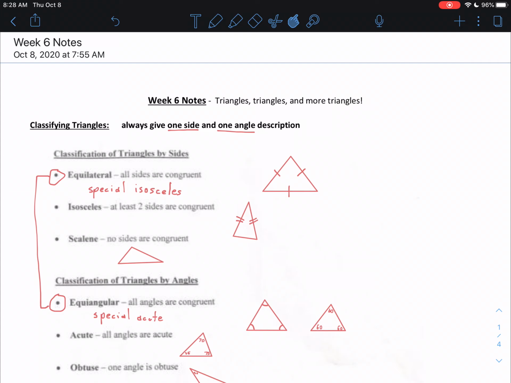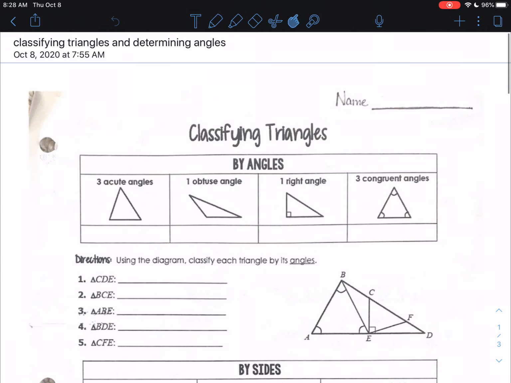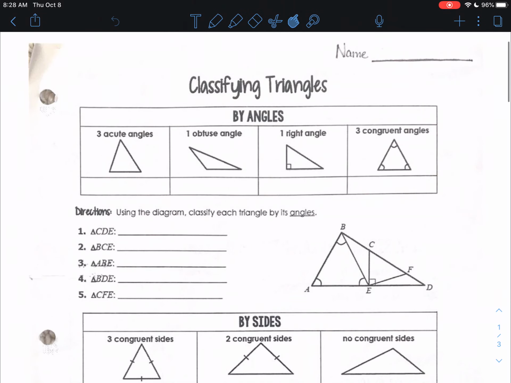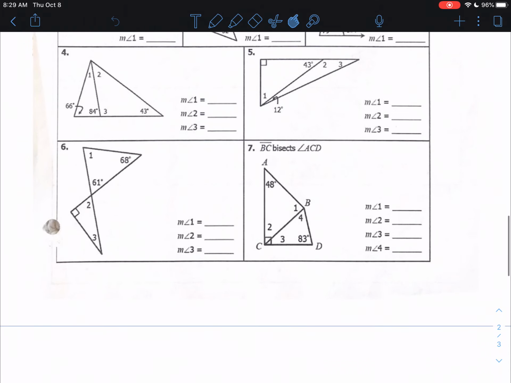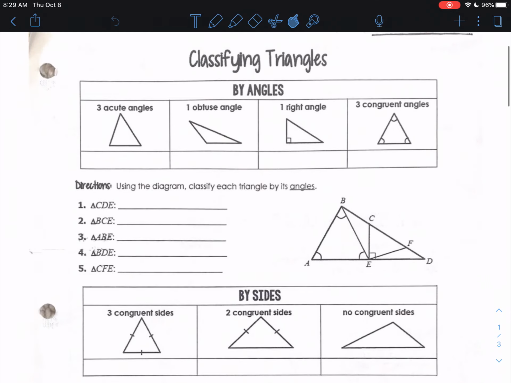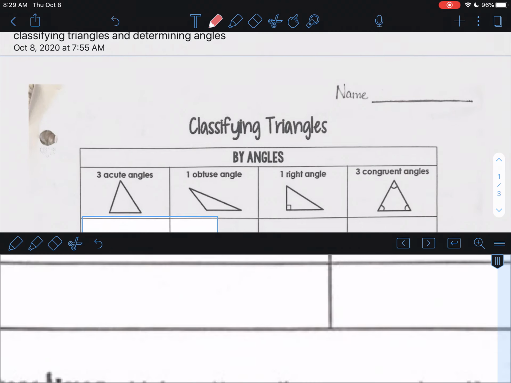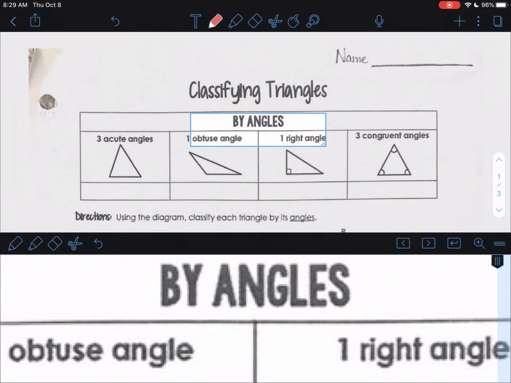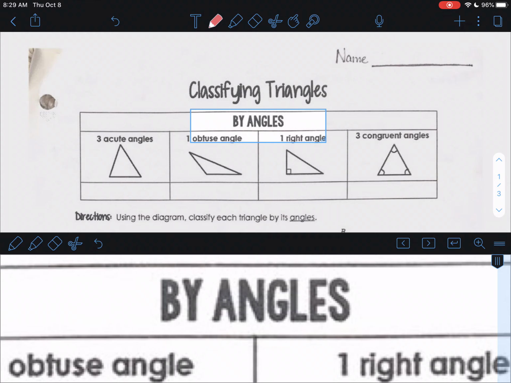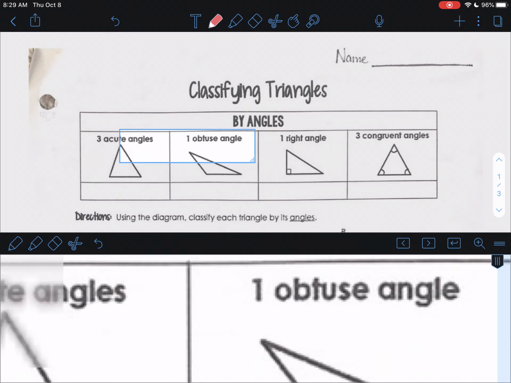Real quick, I also want to go over just the worksheet that I have you guys doing. I left it in Schoology. It looks like this. This first part, I could see it messing some people up because it just seems way too easy, because it is.